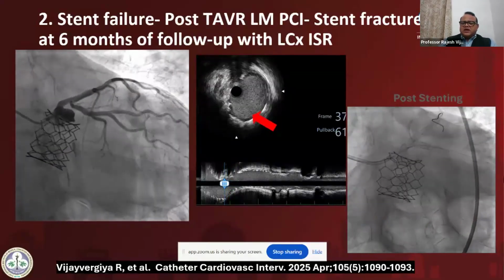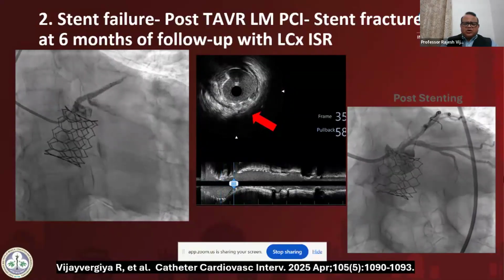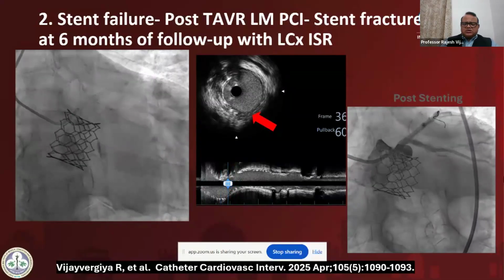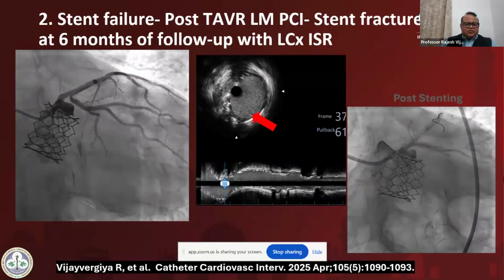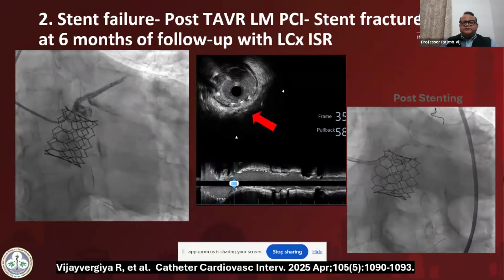So this was treated with another left main to LCX stenting, and now it's around 2 years of follow-up, and it is doing well after the last left main to LCX crossover stenting, and we could publish this particular case in Catheterization and Cardiovascular Interventions as well.